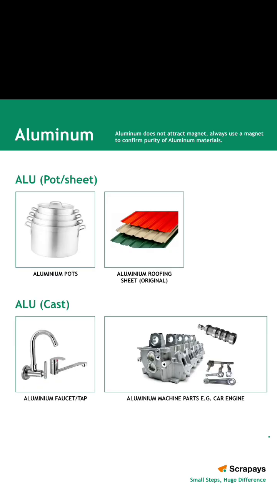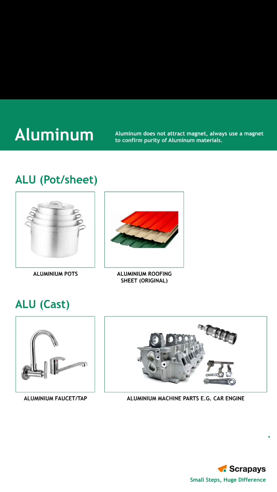Aluminium. Aluminium does not attract magnets. Always use a magnet to confirm the purity of aluminium materials. So under aluminium, it also has its own categories: alu pots and sheets. So aluminium pots and sheets, they fall under alu pots and sheets.